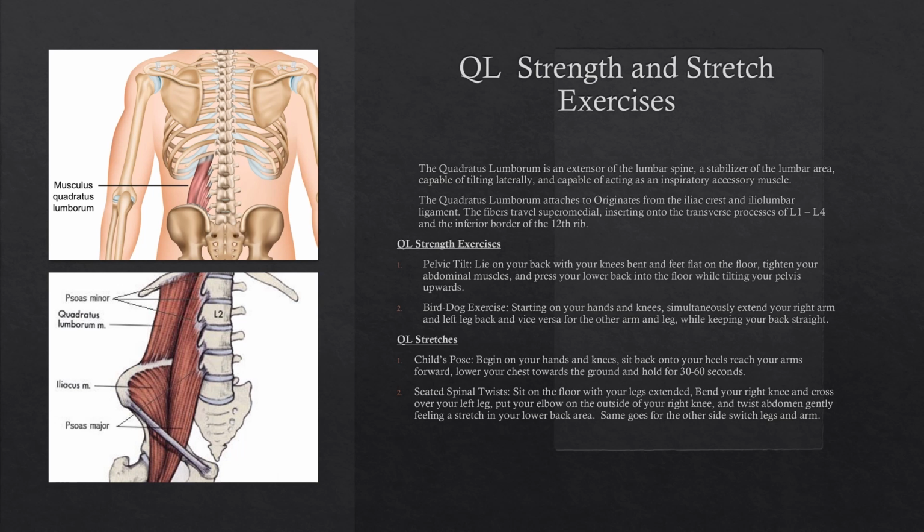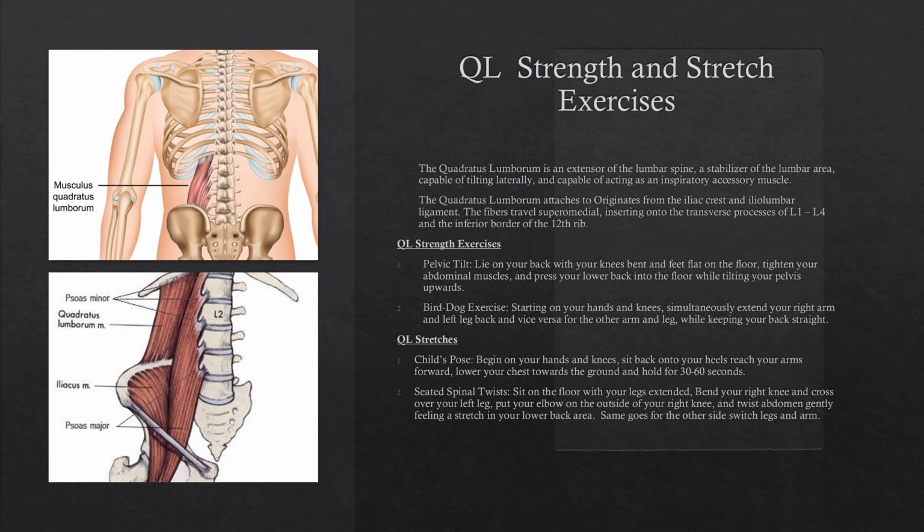For the strength exercises I did in the video you'll see later, I did pelvic tilt. For the pelvic tilt, you would need to lie on your back with your knees bent, feet flat on the floor, tighten your abdominal muscles as you go up, and press your lower back into the floor while tilting your pelvis upwards.